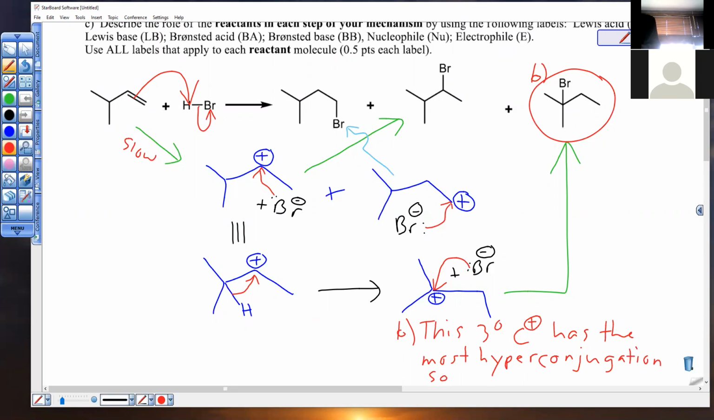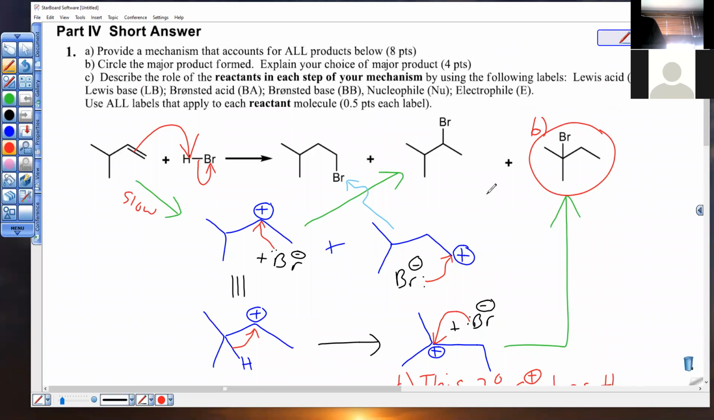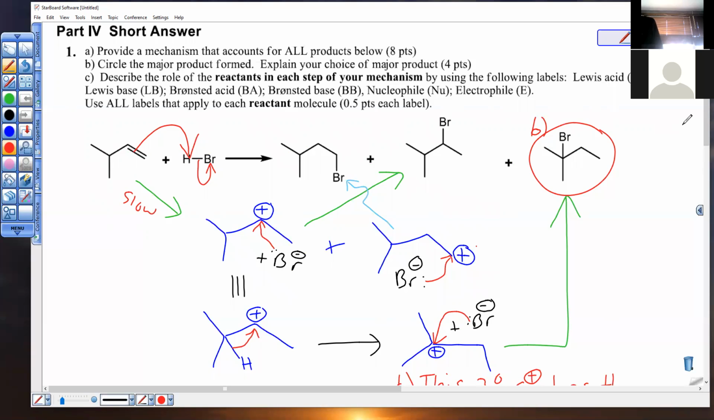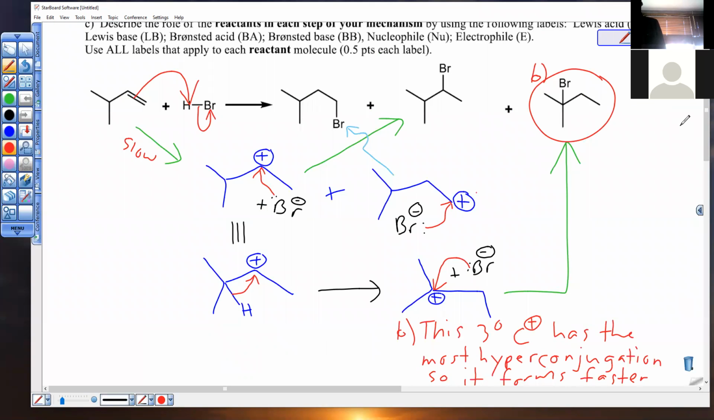And because it's the most stable, because of hyperconjugation, it forms faster. So there we go. And that is all the points except for part C. Part C is going to be on your first question of your short answer, and it's worth a lot of points for not a heck of a lot of work.